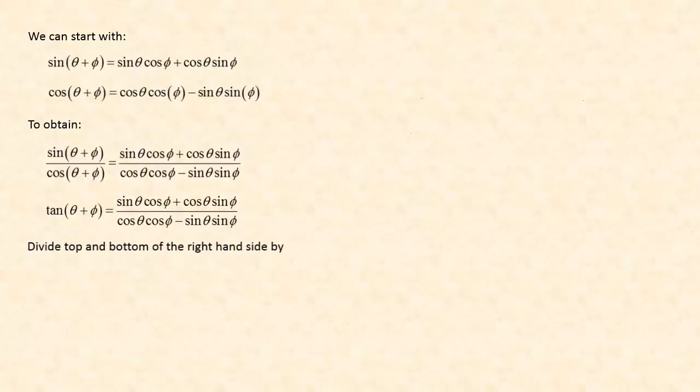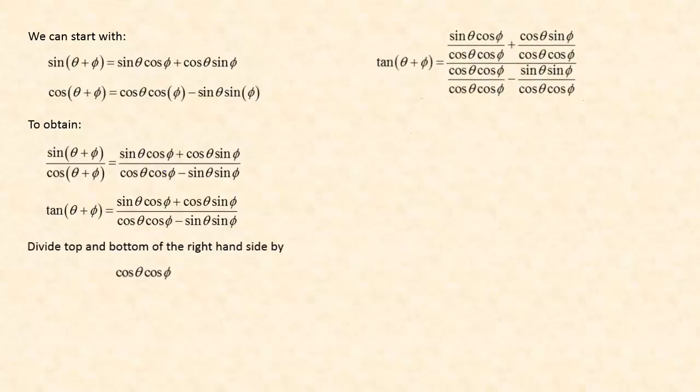We divide the top and bottom of the right hand side by cos theta cos phi, and because we're dividing both top and bottom, we're not actually changing the expression, just the form in which it's written. So that's all of the terms divided by this. So if we look here, cos phi's will cancel. We have sine theta over cos theta, which is tan. Here, the cos thetas cancel, and we get tan phi. Here it completely cancels down to 1, and here we get tan theta tan phi.